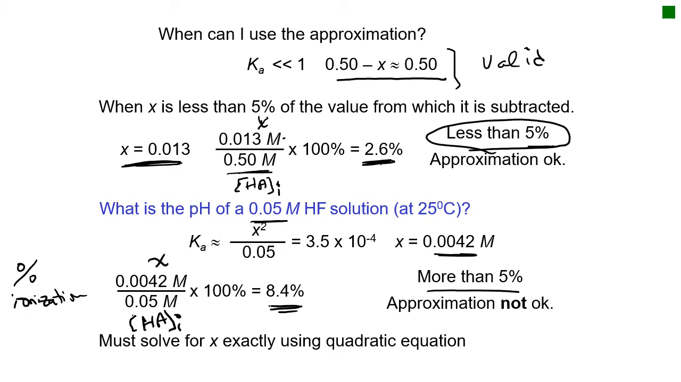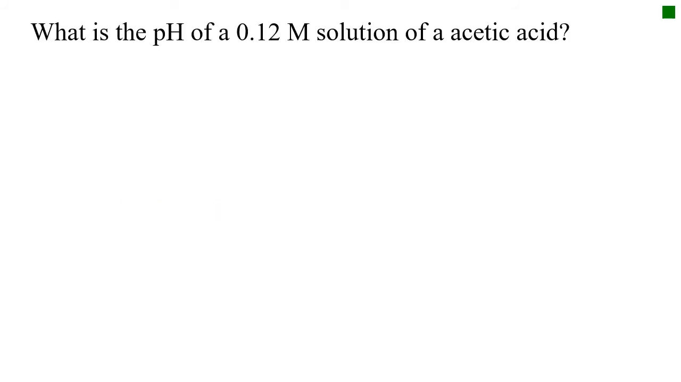In this case, that is greater than 5%, and our approximation is not okay. The closer the value of the concentration and the Ka get, the less valid our approximation is. In this case, we would have to use the quadratic. So let's do another one.